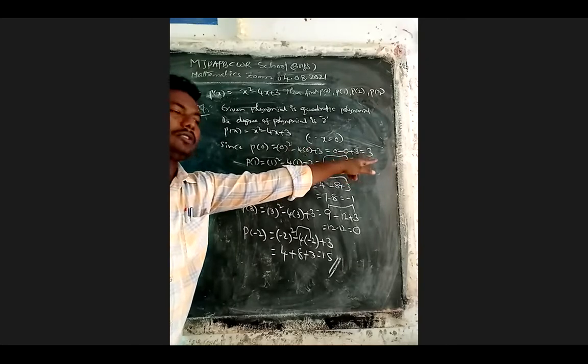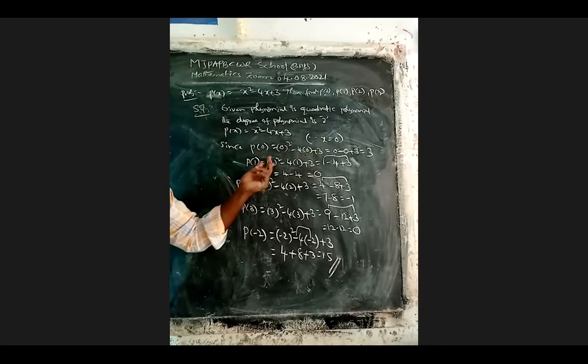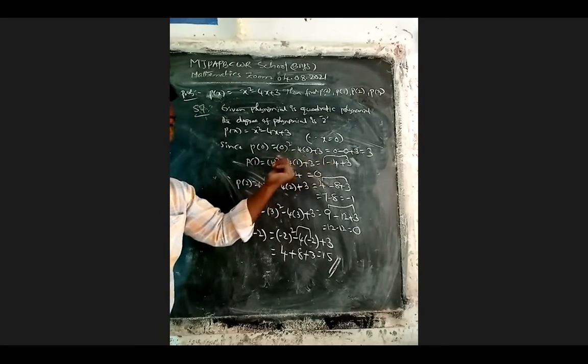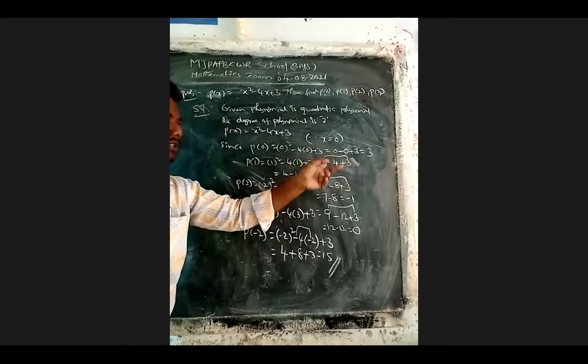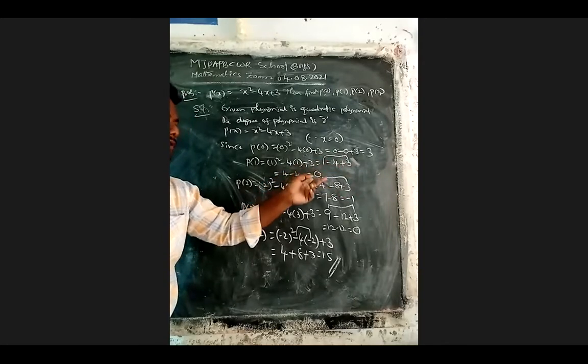That is 3. And P of 1 equals 1 square minus 4 into 1 plus 3. 1 square is 1, 4 times 1 is 4, so minus 4 plus 3. Adding the positive terms, 1 and 3, 1 plus 3 equals 4. So 4 minus 4 equals 0.